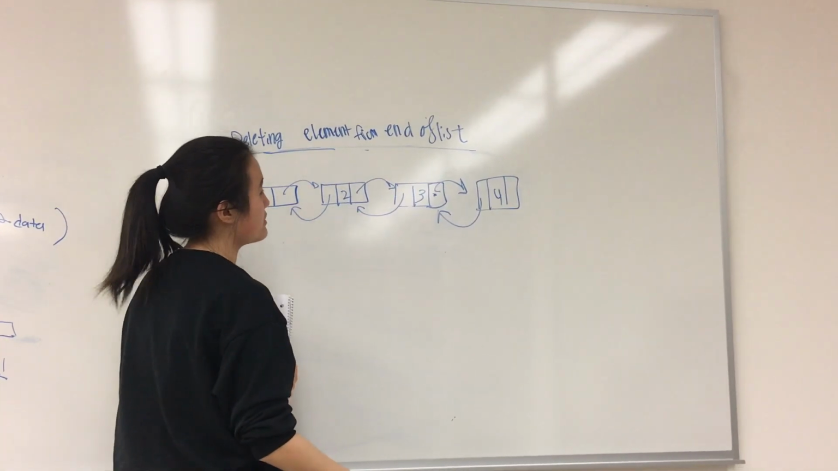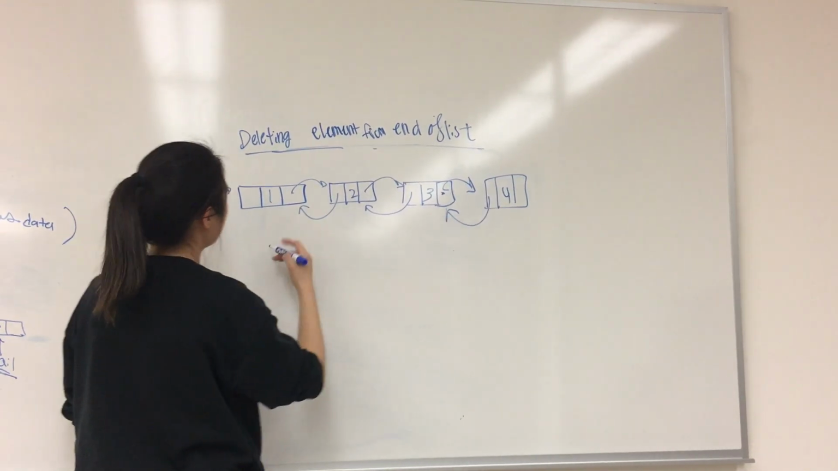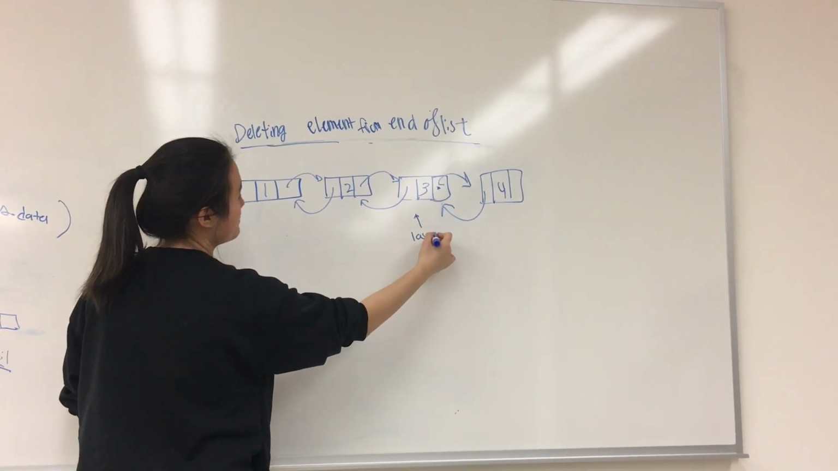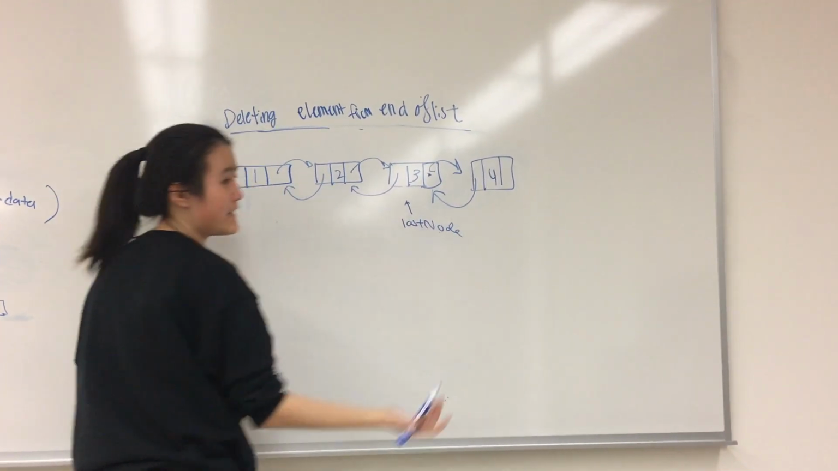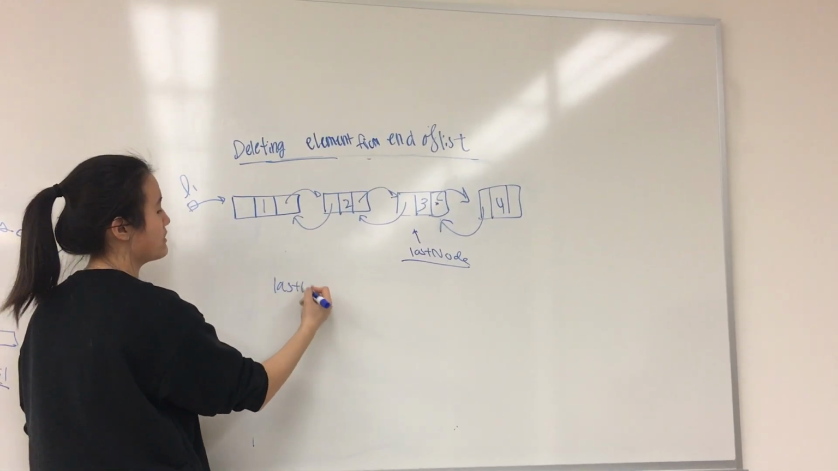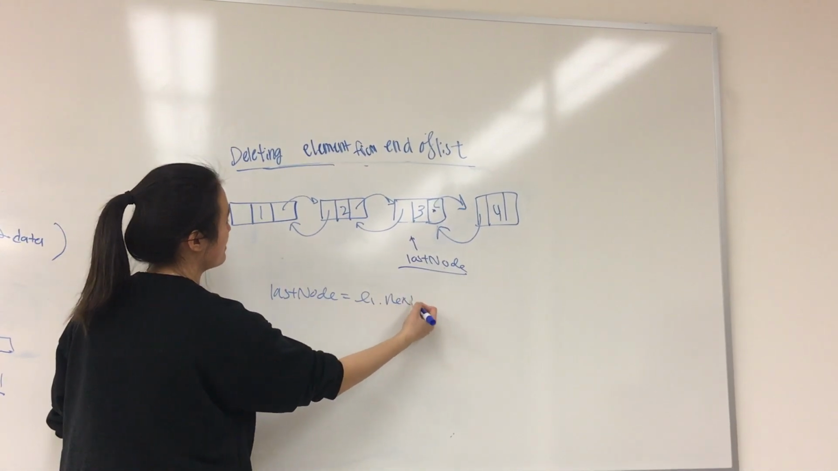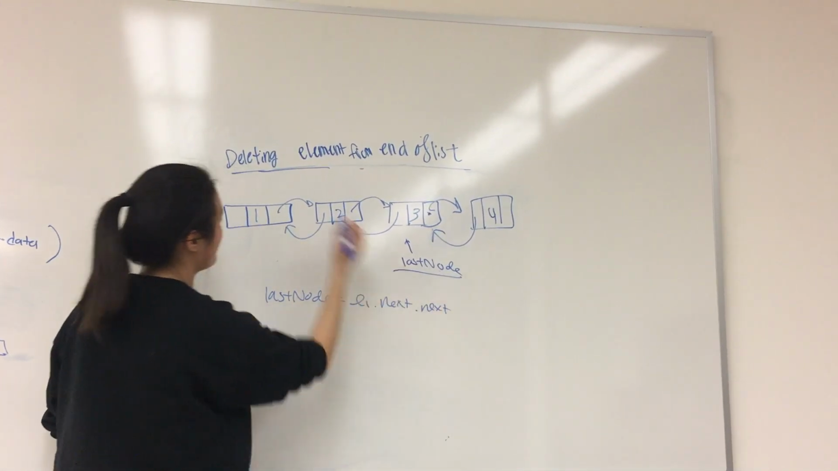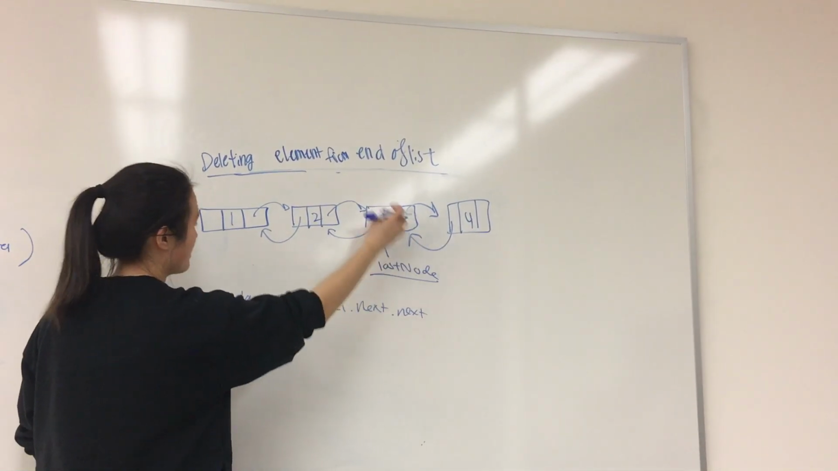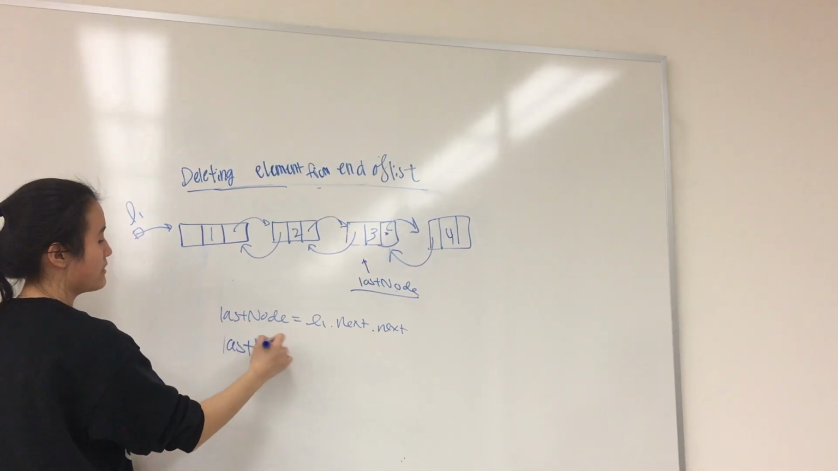So all we have to do is, let's call this last node, as in this is what we want the last node to be. In order to get here, you would just say last node is equal to L1.next.next. So L1.next.next. So now we're here. The underline is the original from the list.